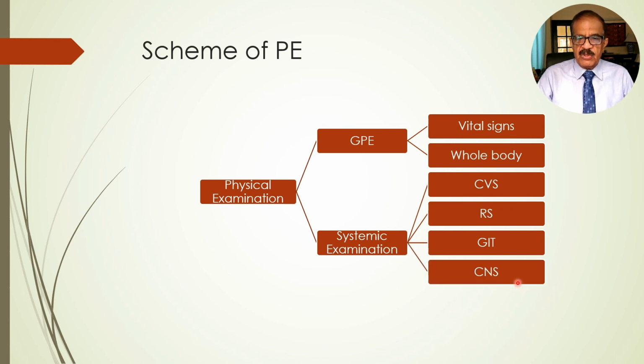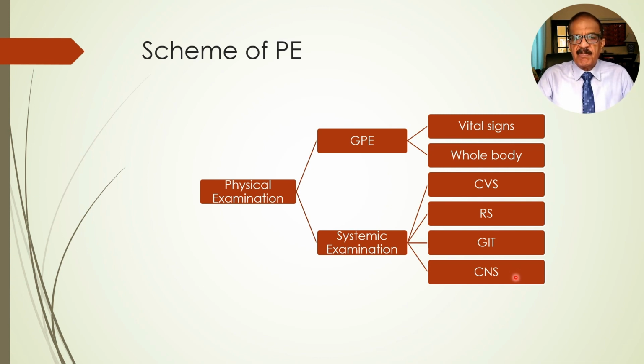Then comes the central nervous system examination. This is, I think, the most painstaking examination, but very rewarding. It has different examination techniques. CVS, respiratory system, and GIT have simple inspection, palpation, percussion, and auscultation, but CNS has a different way of examination. We start with the higher mental functions, then the cranial nerves, then the motor system, then the sensory system, the reflexes, and the cerebellar system, and then we look for signs of meningeal irritation, and then some special tests.